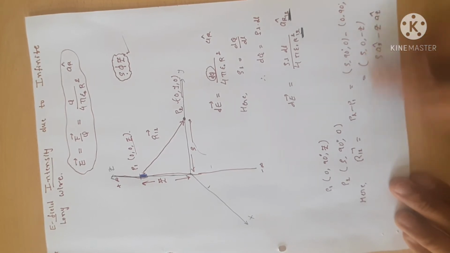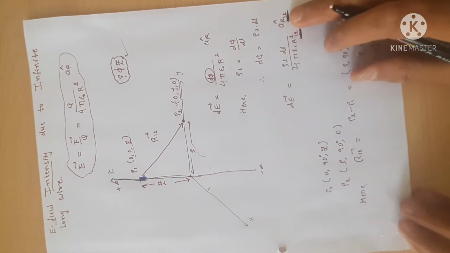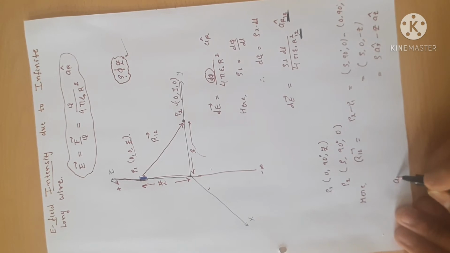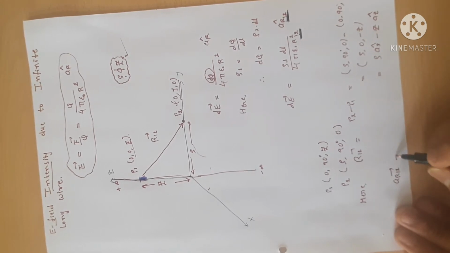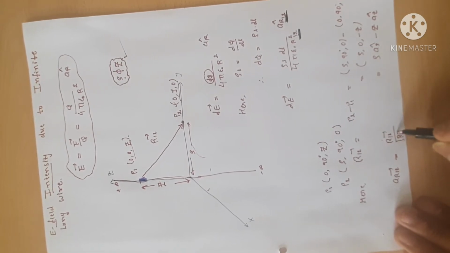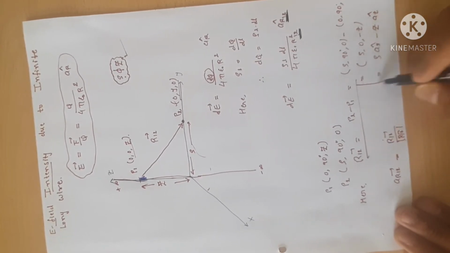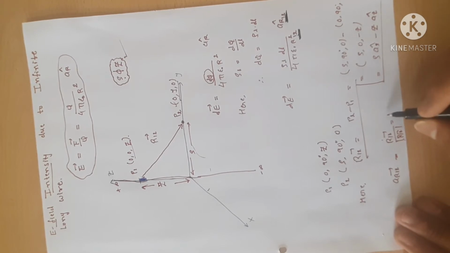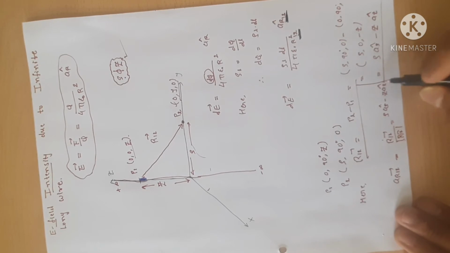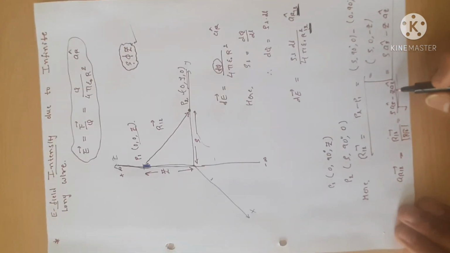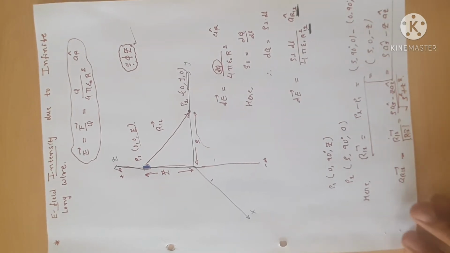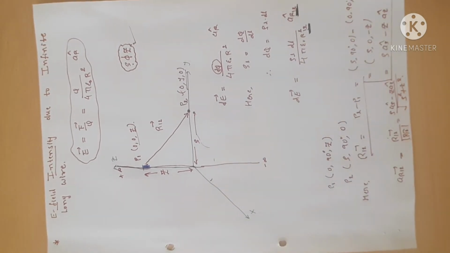Now I will substitute this value here. And what is ar12? ar12 is a unit vector. So ar12 unit vector is vector upon its mod. Vector upon its mod, so what will that be? It is rho a rho minus z a z upon square root of rho square plus z square. Okay, fine. So now I substitute all those values into this equation.